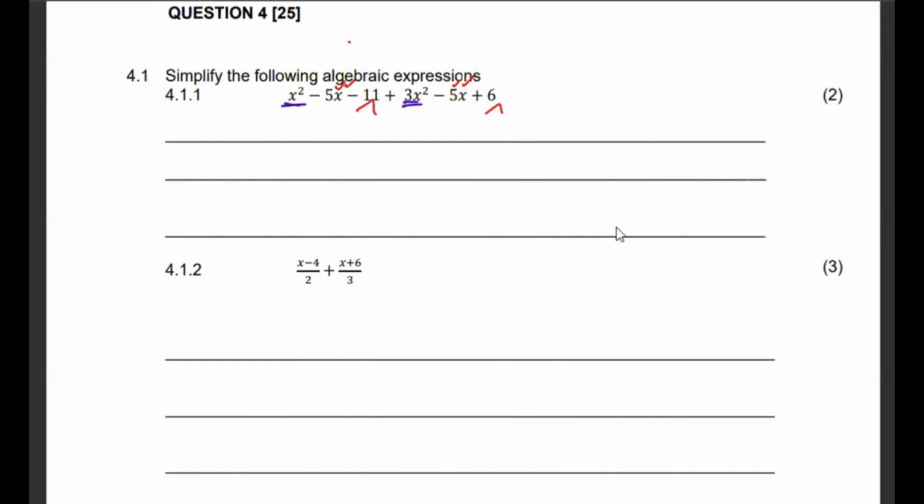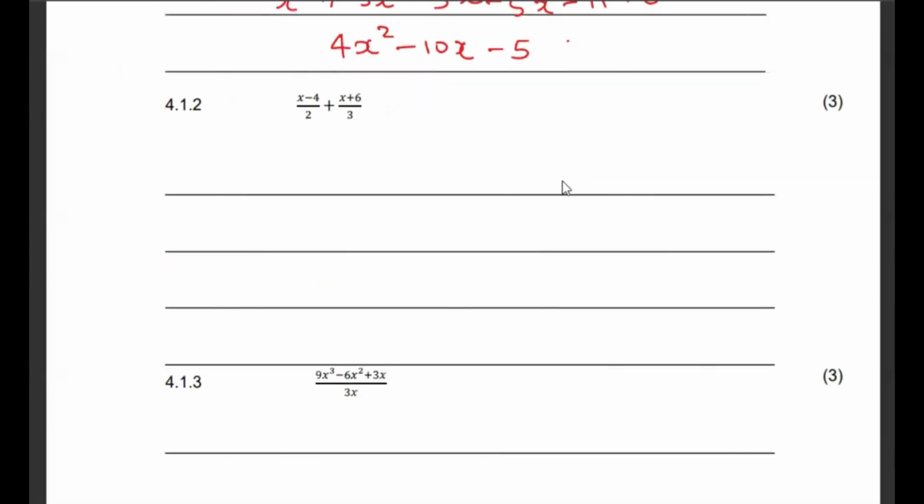So I can do the collection and say x squared plus 3x squared. And then this is a minus 5x. This is also a minus 5x. This is a minus 11 plus a 6. A number takes on the sign in front of it. So 1x squared plus 3x squared gives 4x squared, minus 5x minus 5x is a minus 10x. Minus 11 plus 6 is a minus 5. So that is our answer. We can't simplify that further because those are not like terms.